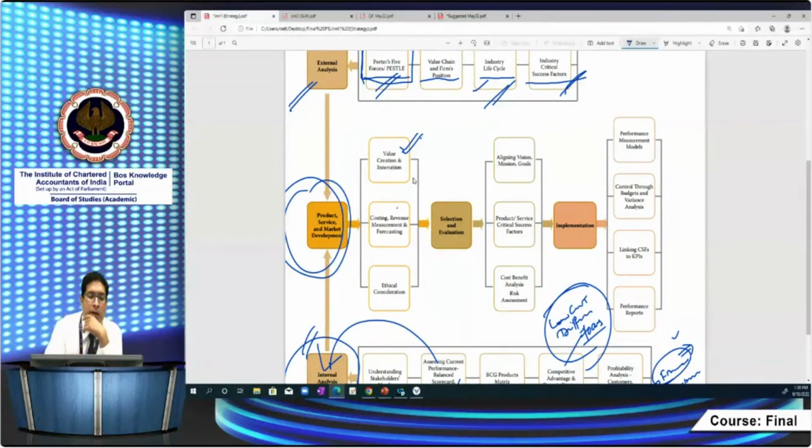by forecasting revenue. But here we have to consider ethical issues. Ethical issues are very, very important. For example, child labor. Nowadays, child labor is a very important issue, specifically in African countries. We have to carefully consider our supply chain. Therefore, ethical issues are very, very important.